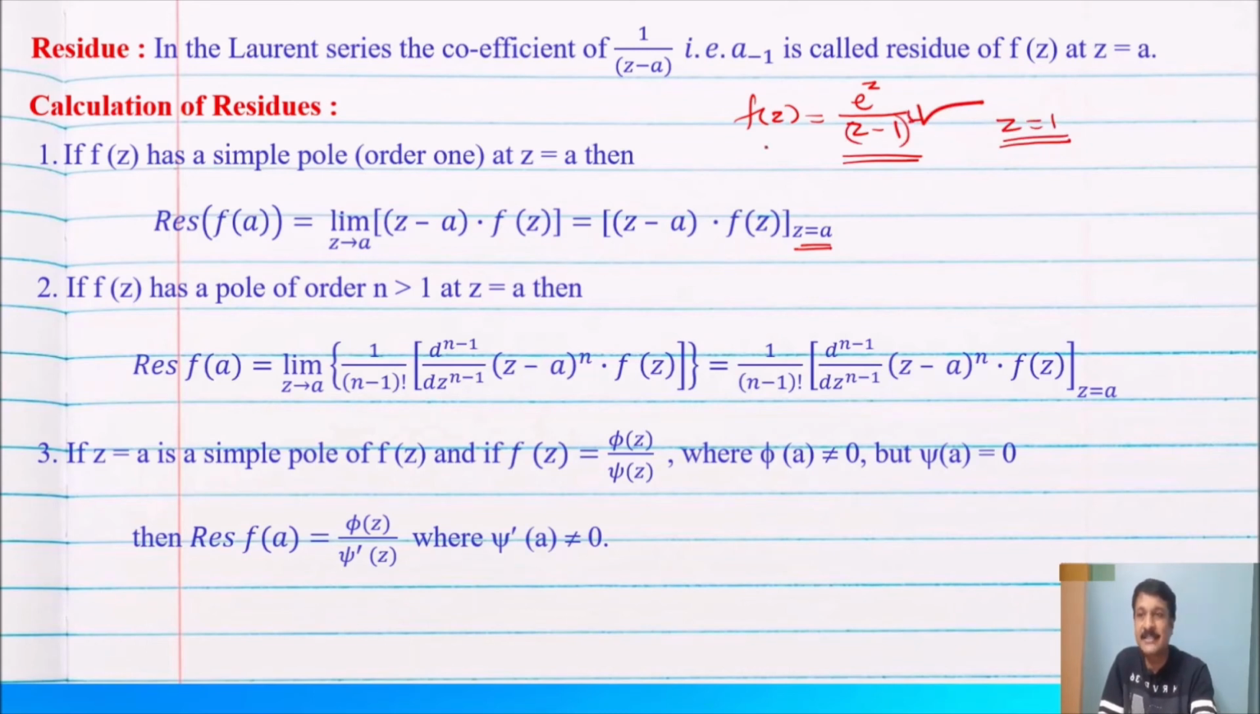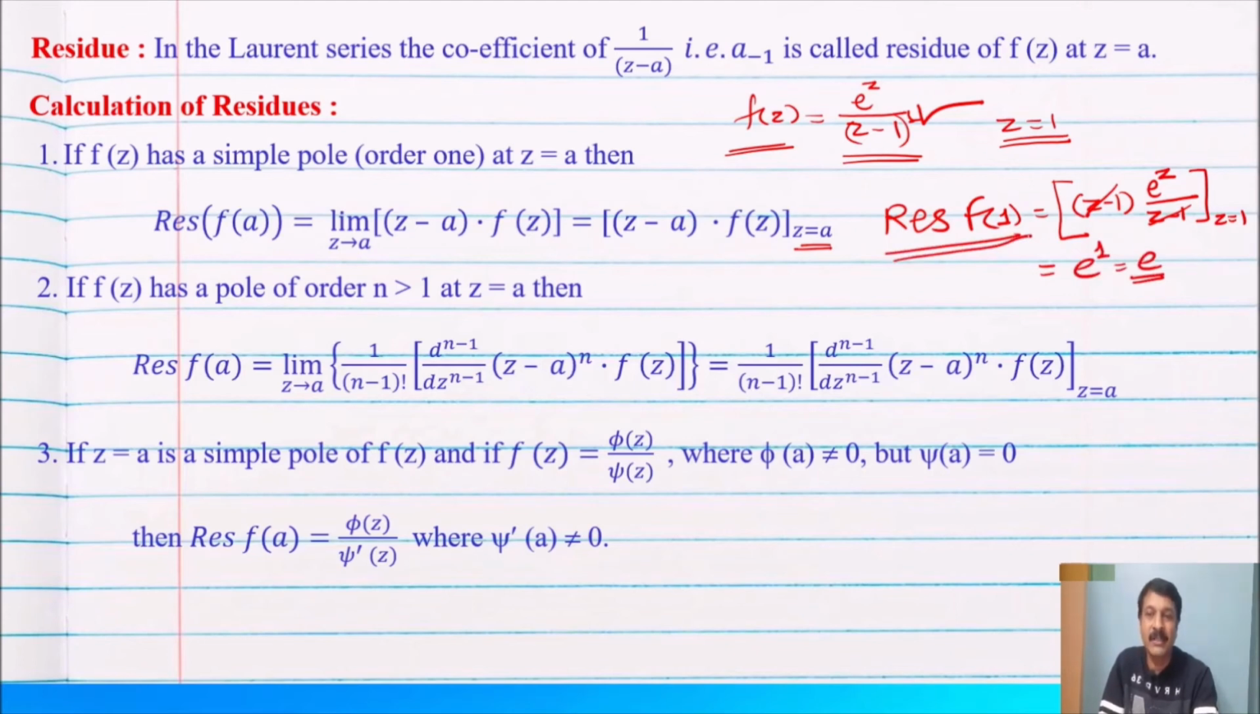So, it has a simple pole. How to find the residue at z equal to 1? You take z minus 1, multiply it with that function, and then put z equal to 1. So, this cancels. Now, z equal to 1 means e raised to 1, which is simply e.